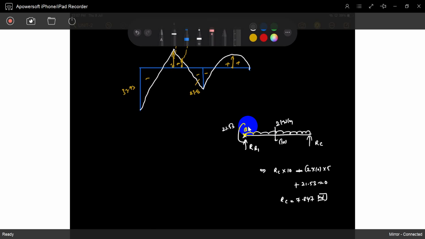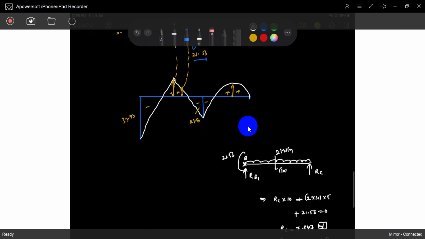If RC is known, what is RB1? Total load is 20. So 7.847 goes to RC, and the remaining is 20 minus that answer, which is 12.153. So RB1 is got. Understood? So now we will write the second span.